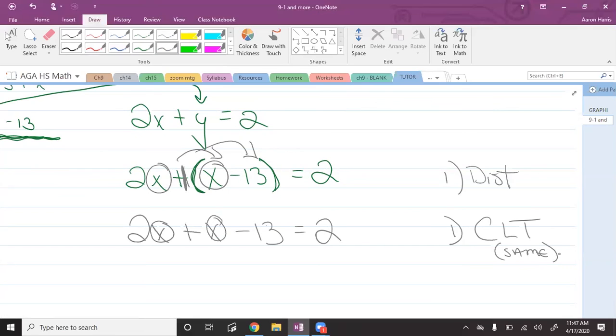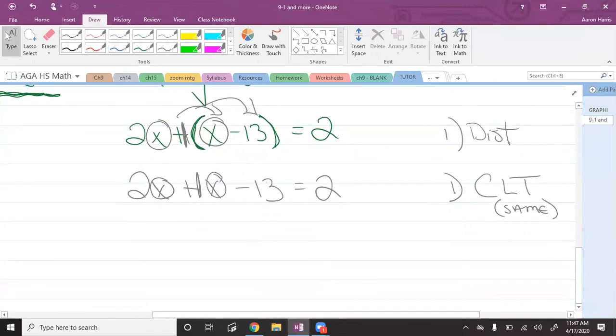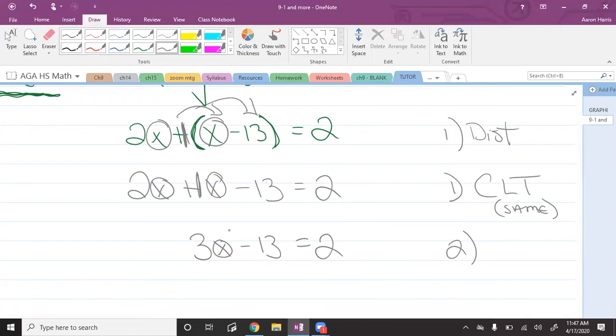It says 2x plus x. What number is in front of the second x? 1. So that says 2 plus 1 is equal to what? 3x. There you go. So I get 3x minus 13 is equal to what? 2. Step number 2 says what? Step number 2 is to distribute. Oh, remove all addition, subtraction from your variable. So is there anything to do?